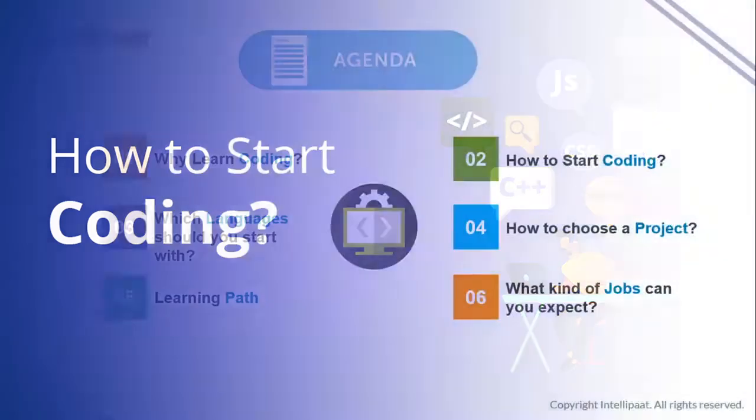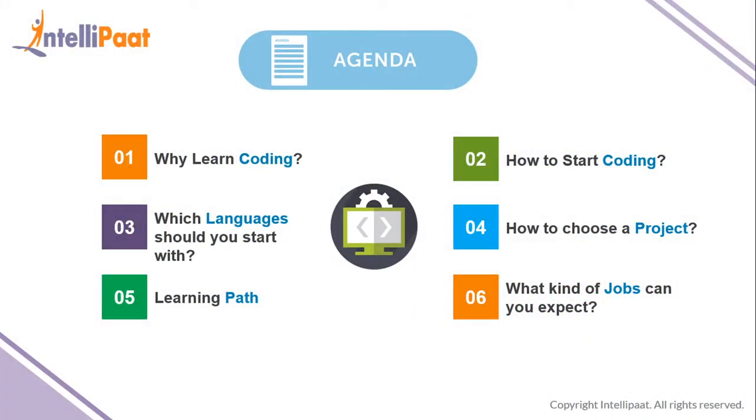Alright, so now let's take a quick look at our agenda. In our session today, we'll be discussing different topics. First, why learn coding? Then we'll move on to how you can start coding for yourself. Then third, we'll discuss which languages you should start with. Then we'll discuss how you can choose a project. And then we'll discuss the learning path you should take. And finally, we will conclude by discussing the different kinds of jobs you can get in this particular field.